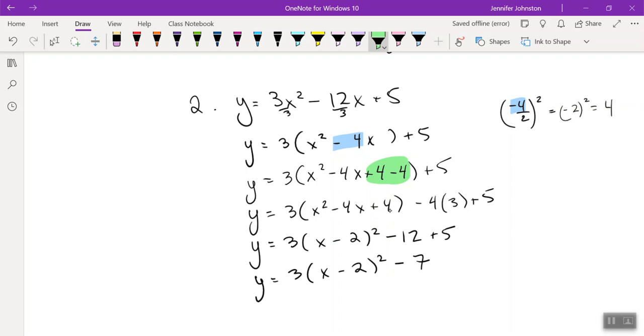Inside the concert, we have a perfect square trinomial, so we square the first, square the last, take the middle sign, which is a negative, and square it. There we go. What's our vertex? If you guessed (2, -7), you got it. Awesome. Alright, we're on question number 3.